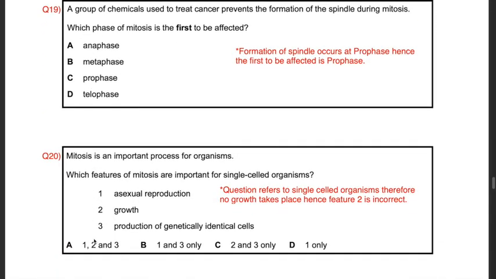Question 19. A group of chemicals used to treat cancer prevents the formation of the spindle during mitosis. Which phase of mitosis is the first to be affected? Remember this carefully. Formation of spindle occurs at prophase. Hence, obviously the first to be affected would be the prophase. Since the question refers to the chemicals preventing the formation of spindle, and formation of spindle occurs in the stage known as prophase, the first stage to be affected would be prophase. Hence the answer is C, prophase.